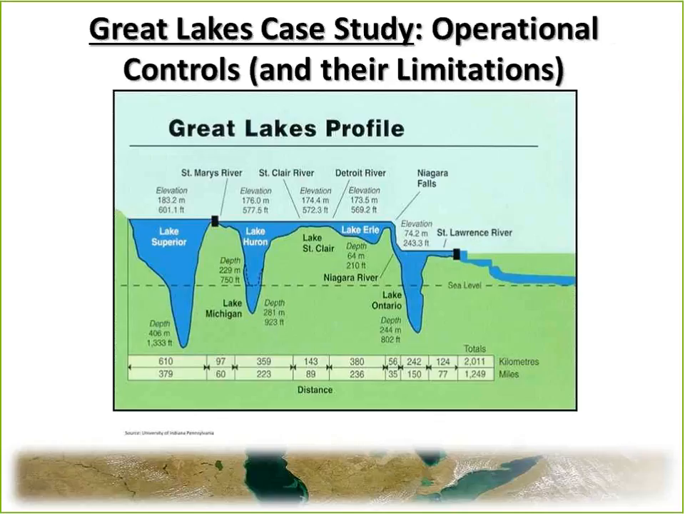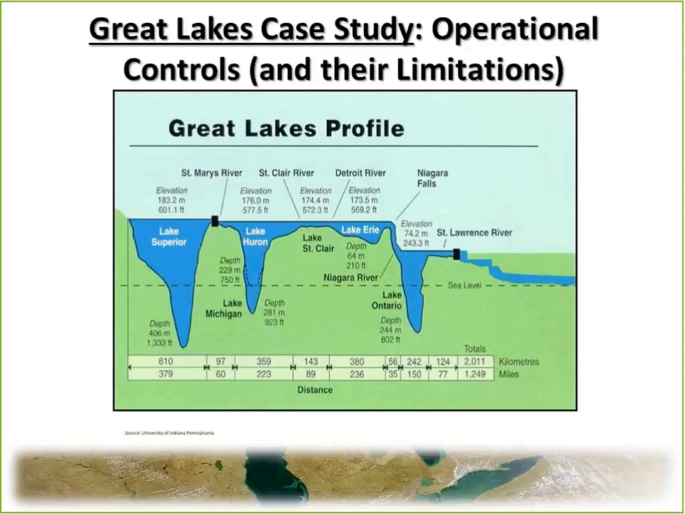The other case study I want to talk about is about operational controls, water level controls and their limitations. Another concern here is a much more complex system of controls. So here's a profile of the Great Lakes, with Lake Superior being the most upstream, and Lakes Huron and Michigan sharing a water level just downstream, and Lake Erie, and really not very many water level controls, right?